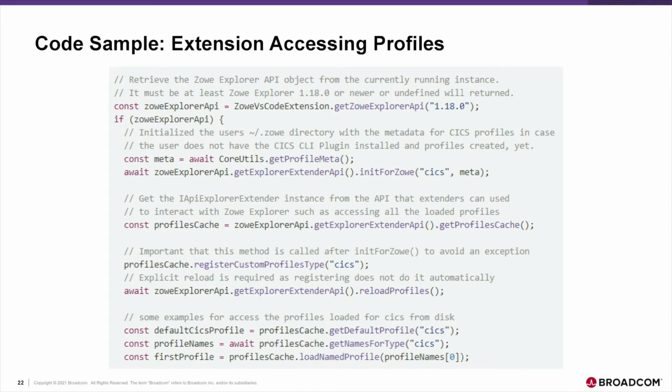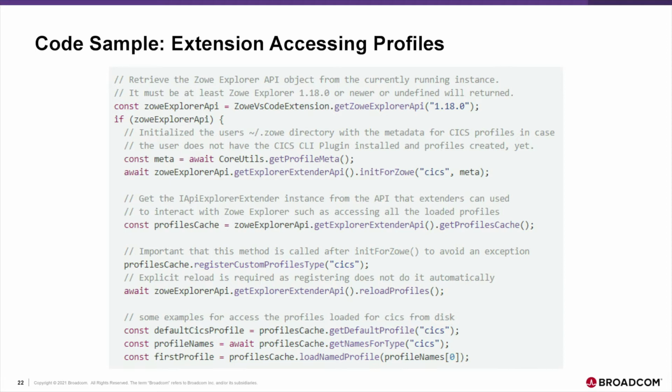So let's look at a code example of an extension accessing profiles. The first thing we see is getZoweExplorerApi with the minimum version specified. So this defines the VS Code extension dependency, and this allows access to the Zowe Explorer extensible APIs. Once this is declared, you can now use additional functions from the Zowe Explorer extender APIs. For example, here, initForZowe is used.